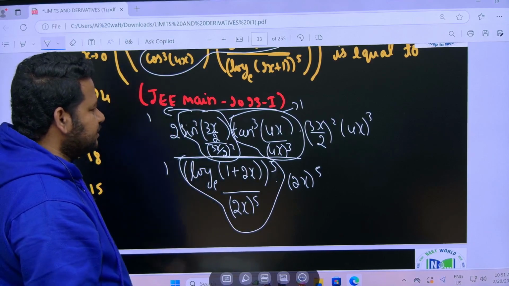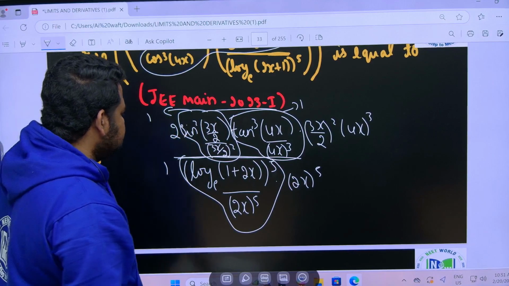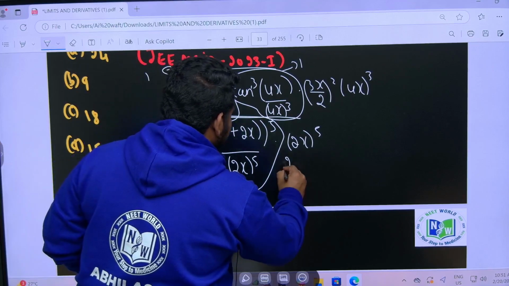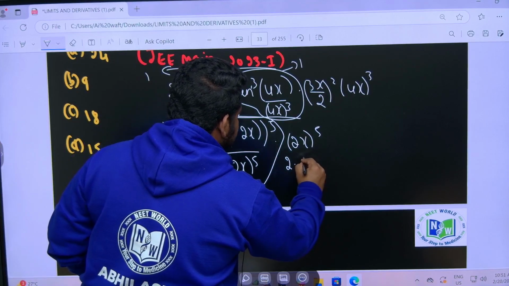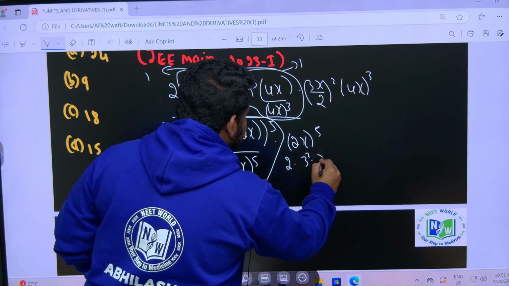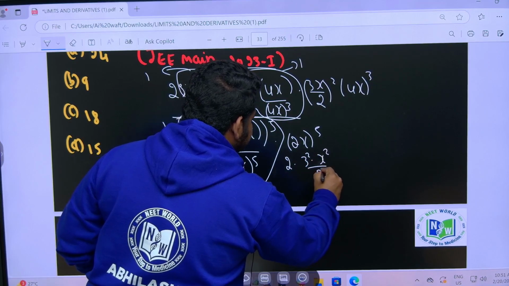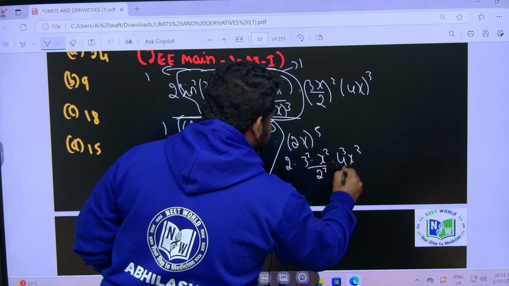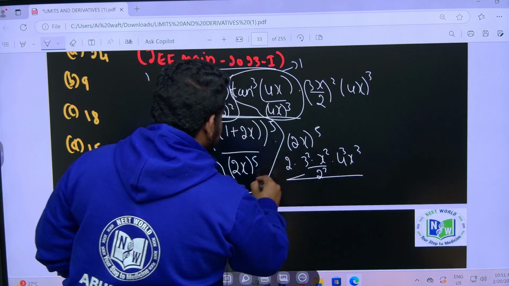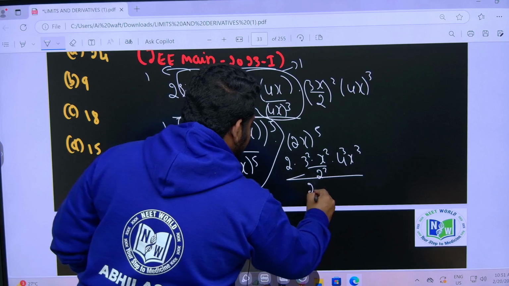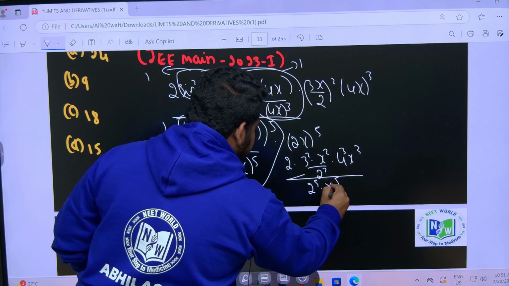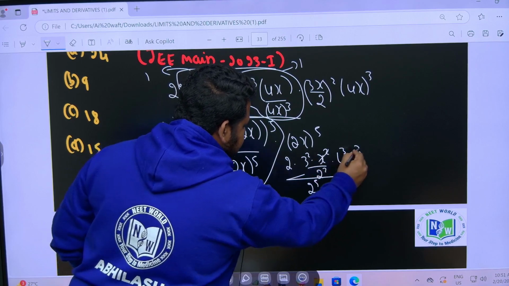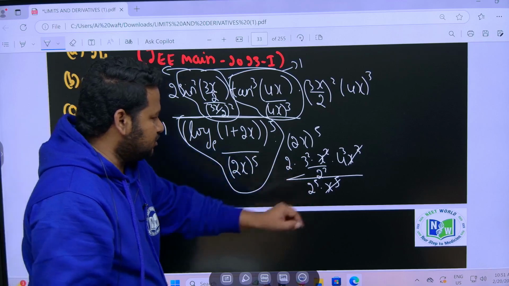Now what are we left with? Let us see what is left. We are left with 2 into 3 square into x square by 2 square, into 4 cube into x cube, divided by 2 to the power of 5 into x to the power of 5. So this is x square, x cube, and this will be x to the power of 5. The x cube and x square cancel x to the power of 5.